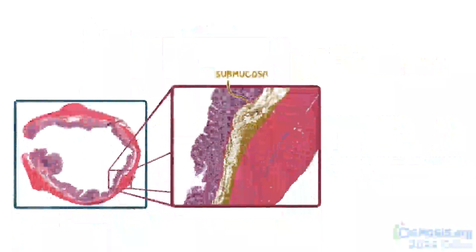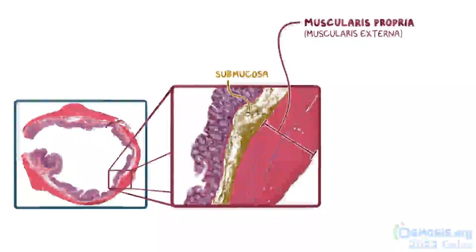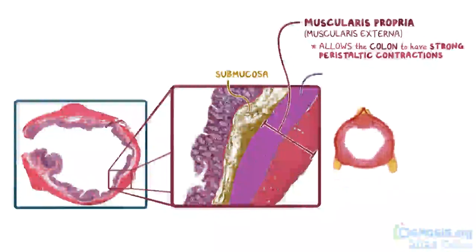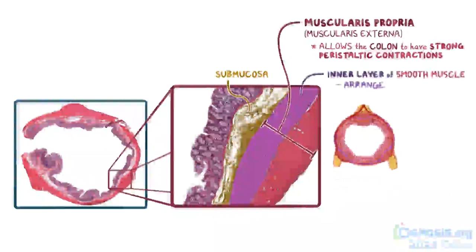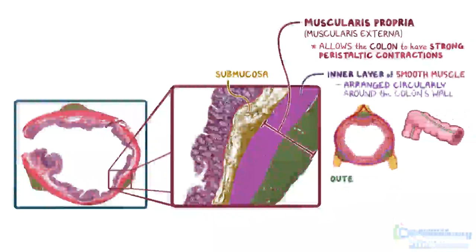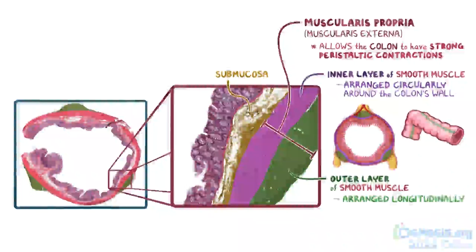Surrounding the submucosa is the next main layer of the colon wall, called the muscularis propria, or muscularis externa. The thick muscularis propria allows the colon to have strong peristaltic or wave-like contractions to help move the feces through its lumen. The inner layer of smooth muscle is arranged circularly, or circumferentially around the colon's wall, and the outer layer of smooth muscle is arranged longitudinally along the length of the colon, but it's also arranged into three long bands of muscle called taenia coli.